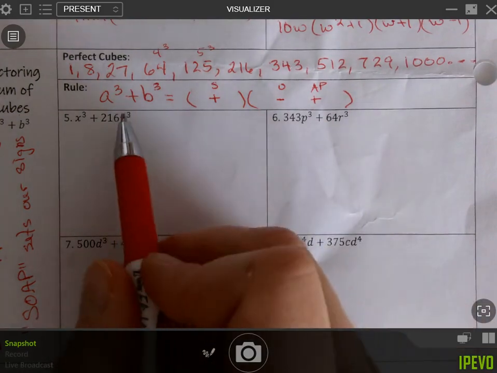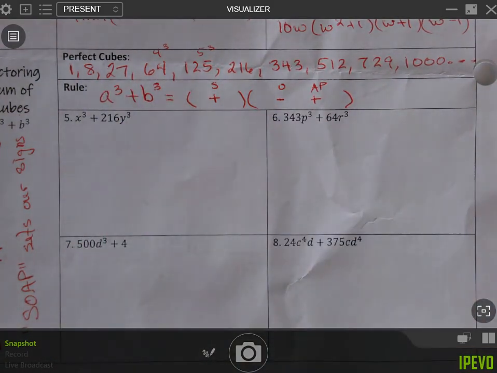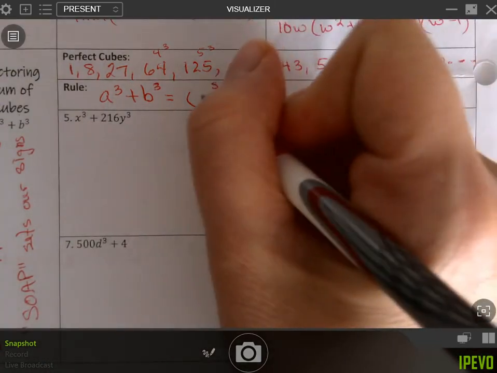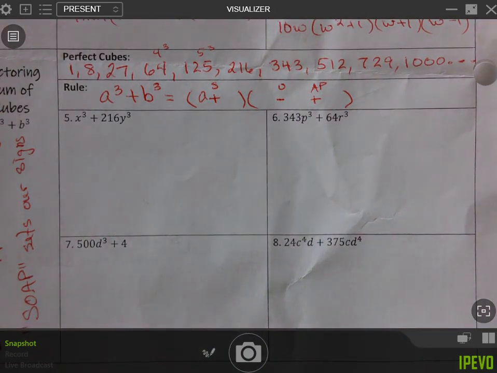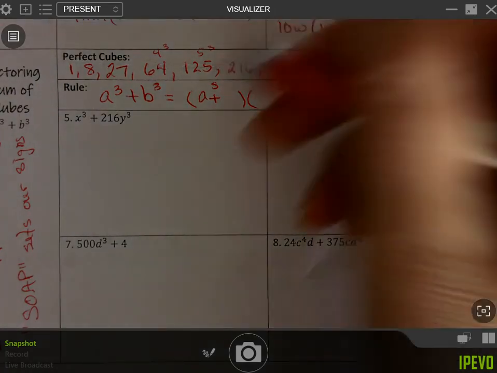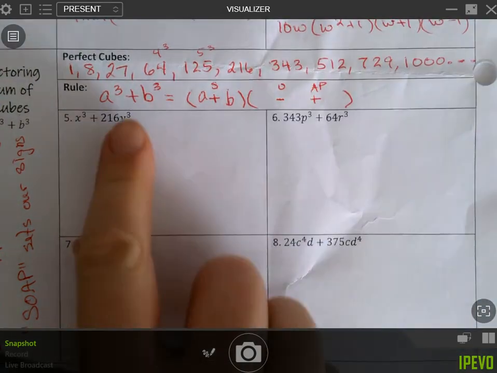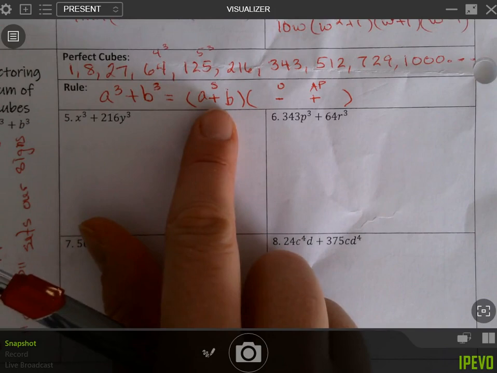Now, the next part is to rip this apart pretty much. We're going to strip it down to its base. So what is the cube root of a to the third? It's just a, right? When I say the cube root of a to the third, I'm asking what times itself 3 times gives you a to the third. A times a times a. What's the cube root of b to the third? B. Okay, so you take the cube root of these two terms and you drop it in here.